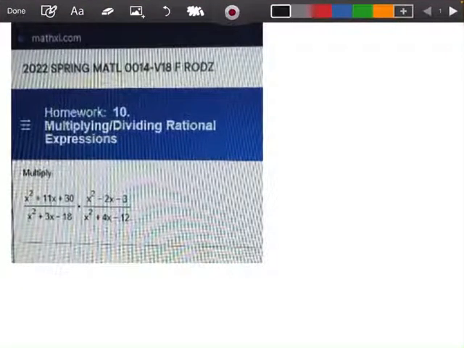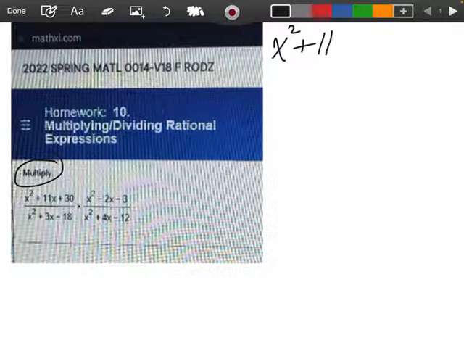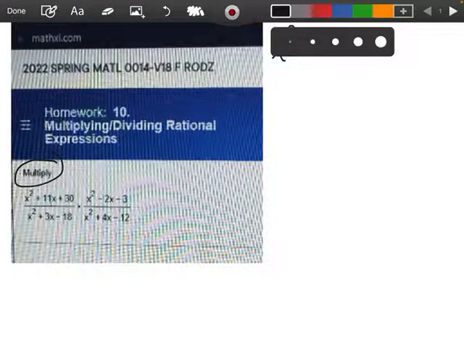All right, so y'all, this is a problem from homework 10, and it is multiplying and dividing rational expressions. In this problem, we are going to multiply. The first thing we really need to do here, y'all, is a whole lot of factoring. Okay, so first thing I'm going to do, I'm going to write the top part of the first fraction, x squared plus 11x plus 30. Let me fix that. That looks like a messy 30.